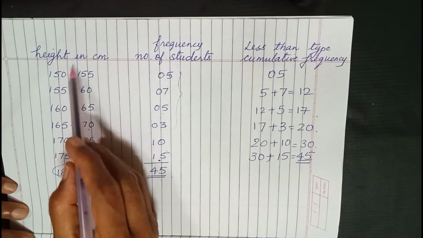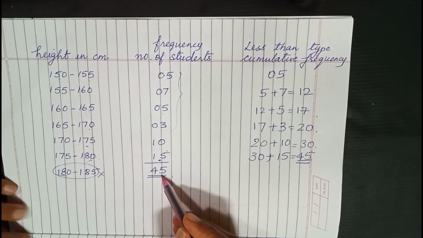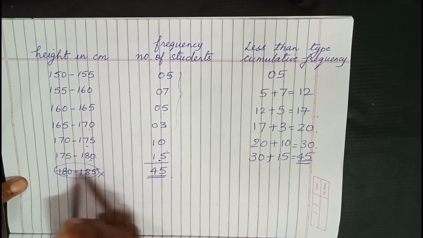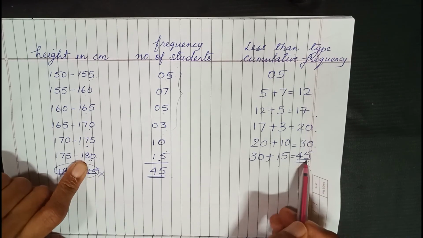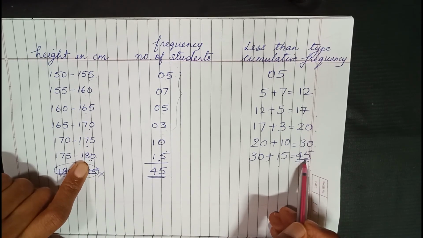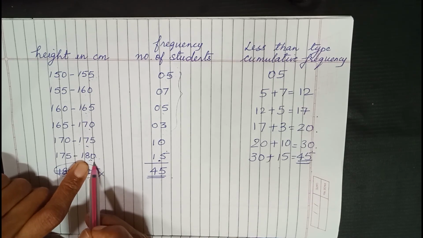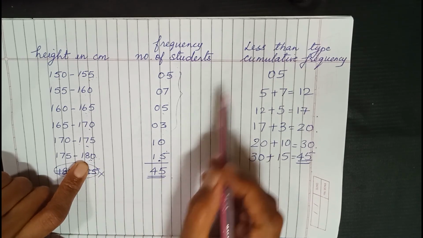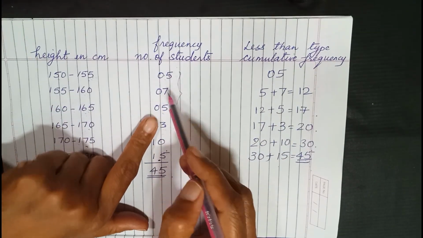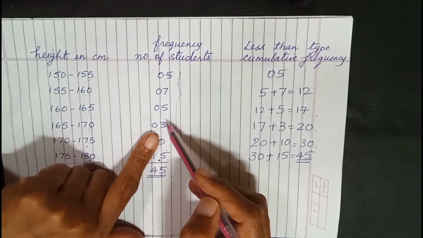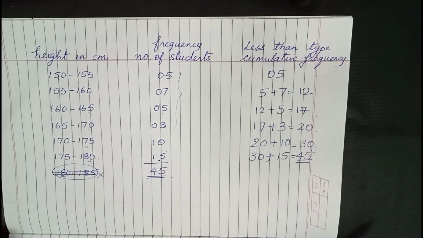Here also we saw an example of height and the number of students. A record of 45 students was found out, and it was seen that all the students have a height less than 180 centimeters. That is why here we should get the answer 45. No one was equal to 180 or greater than 180. So this is how you find out less than cumulative frequency. That is, you keep adding the upper frequency to the present class to get the less than type cumulative frequency. Thank you.